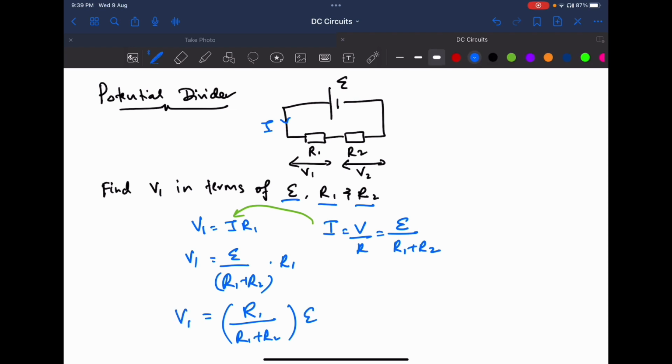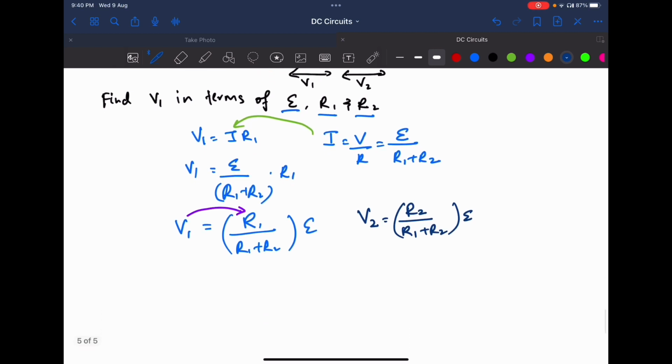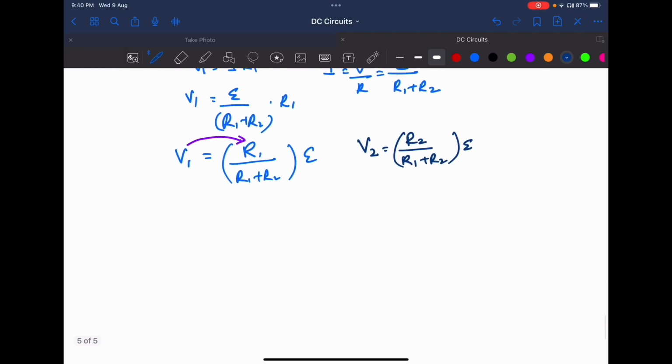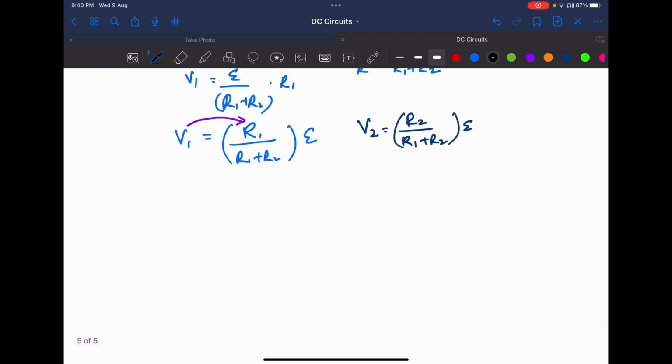So as you can see here, this V1 is dependent on R1. Meaning if you write V2, V2 would be R2 over (R1 plus R2) times the EMF, right? So this is what we call the potential divider equation. You should be able to derive this. Okay, so what is the application?